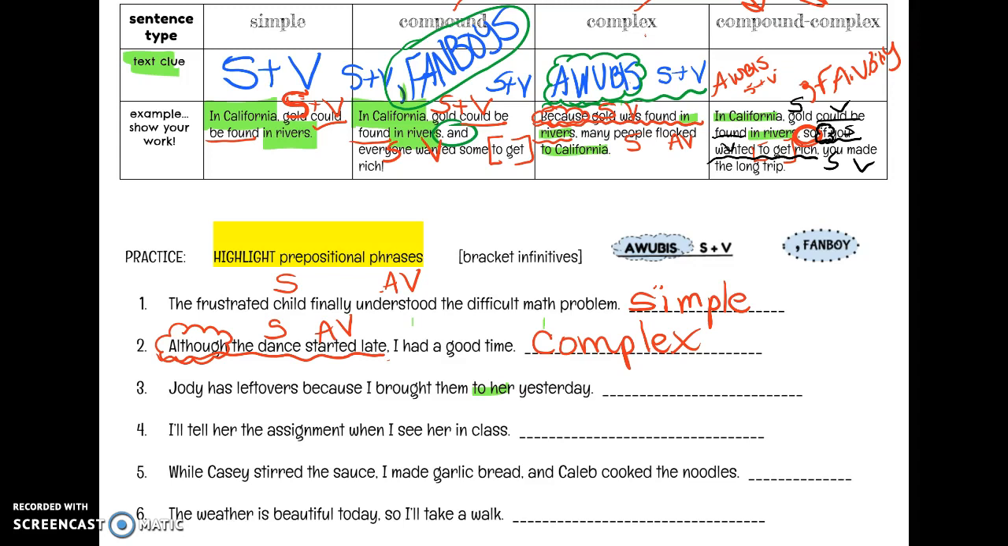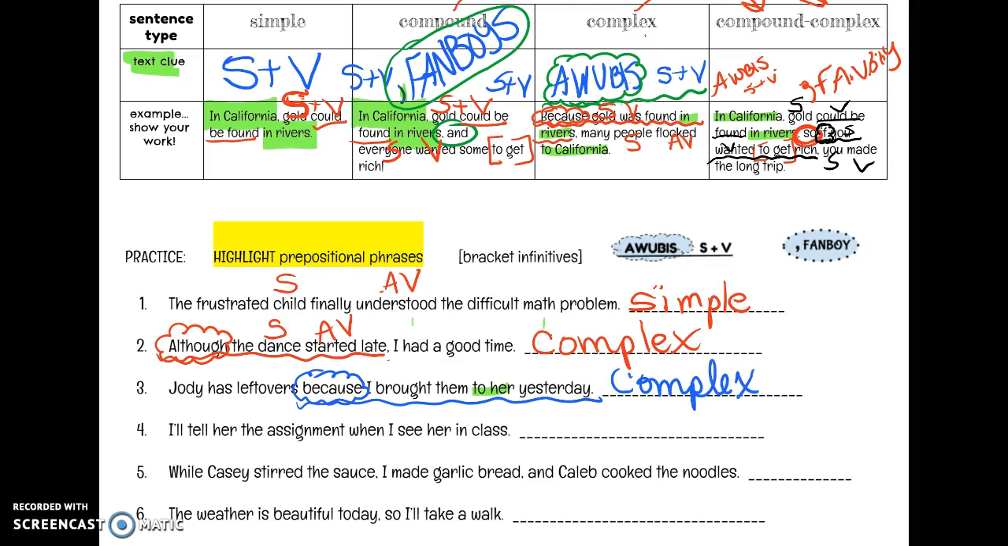Now I'm going to look at my AWUBIS list to see if I can find an AWUBIS. And I see "because." I draw my cloud: because what? Because I brought them to her yesterday. If I take that part of the sentence out, I'm left with "Jody has leftovers," and it expresses a complete thought by itself. Clauses are like phrases. They don't have to be there, or dependent clauses. Okay, so this is a complex sentence.